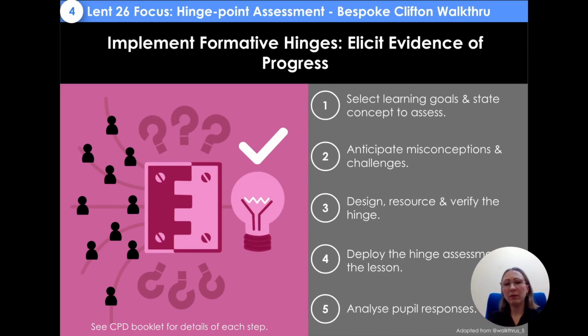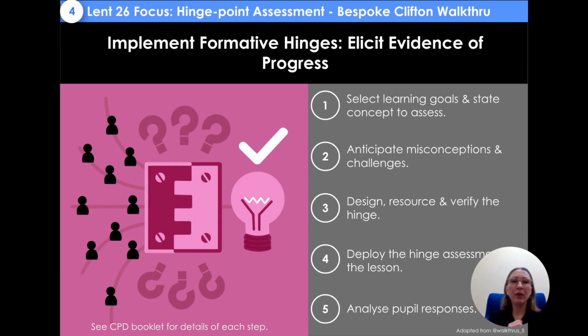The details of this are in this term's CPD booklet. Each step has descriptors to help. It starts with selecting which learning goals the concept is going to come from and stating that concept, and then making a list of misconceptions, alternative conceptions pupils could develop, and also challenges they might have with this particular concept. Then design the hinge point assessment, resource it, and make sure, when I say verify it, check it against the hinge core criteria. Does it adhere to all of them?